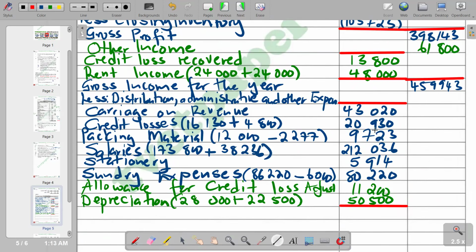So we add everything that we have in the box to get the total expenses. If you add, you're going to see that the total that you are supposed to get is 433,543. So this is exactly what we have.